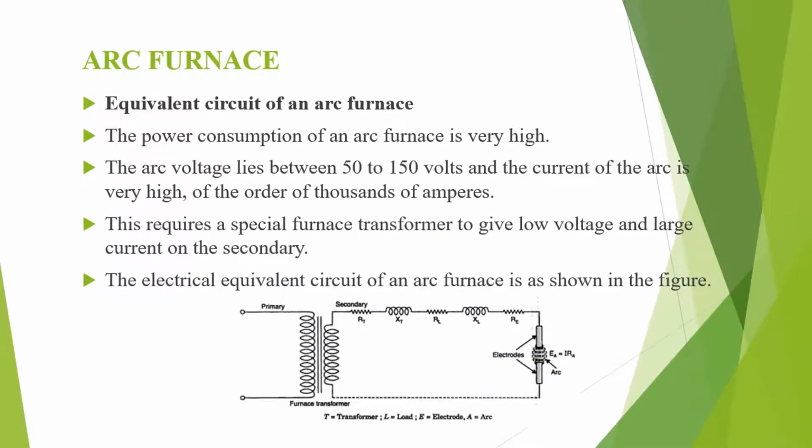Next is the equivalent circuit of an arc furnace. The power consumption in an arc furnace is very high. The arc voltage lies between 50 to 150 volts and the current of the arc is very high, in the order of thousands of amperes. This will require a special furnace transformer to provide low voltage and large current on the secondary. The figure shows the electrical equivalent circuit of an arc furnace.